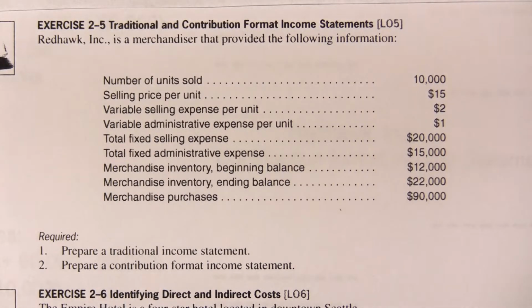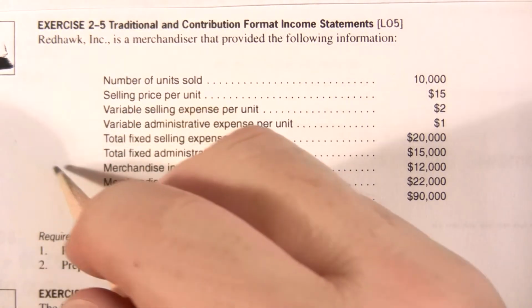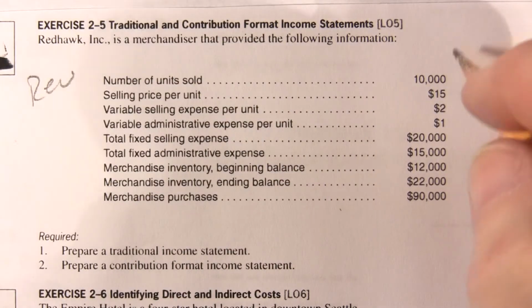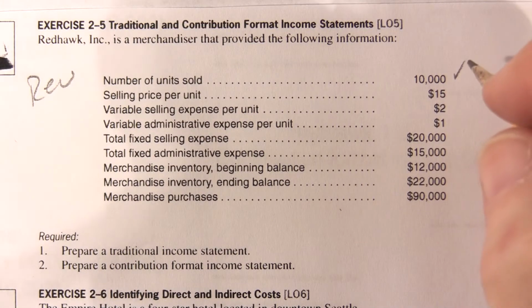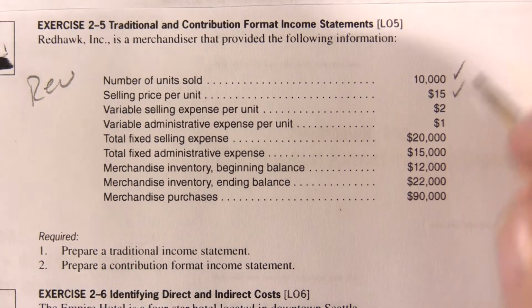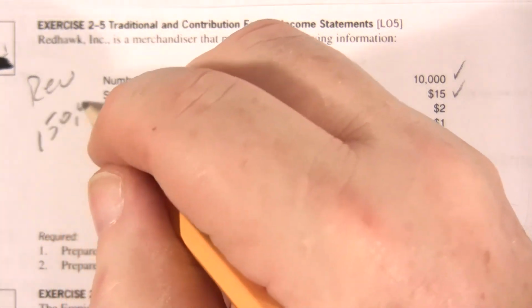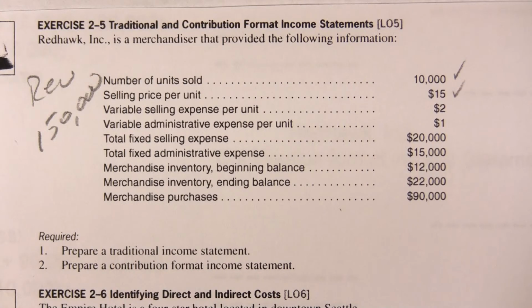Exercise 2.5 is asking us to look at this information and produce two income statements, one in the traditional format and one in the contribution margin format. So let's take a look at the stuff that we're going to need no matter what. First, we're going to need to figure out the revenue. So the revenue here is 10,000 units at $15 per unit. So our revenue is $150,000, and that's not going to change.